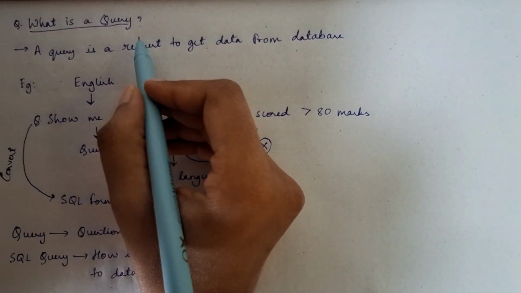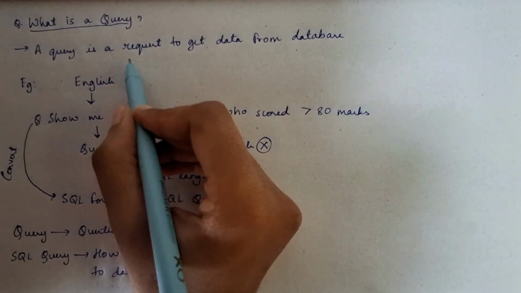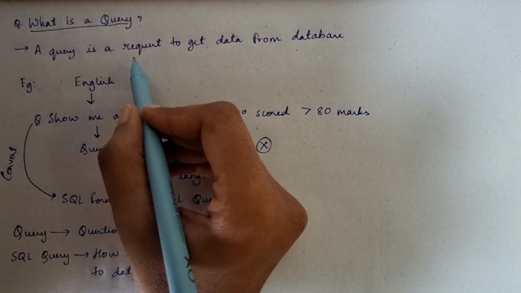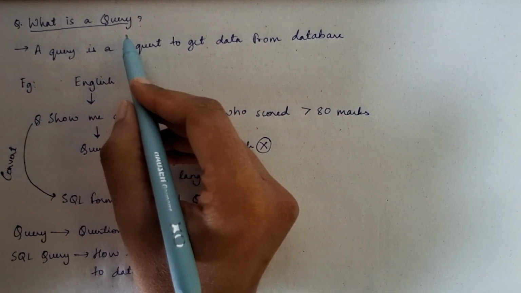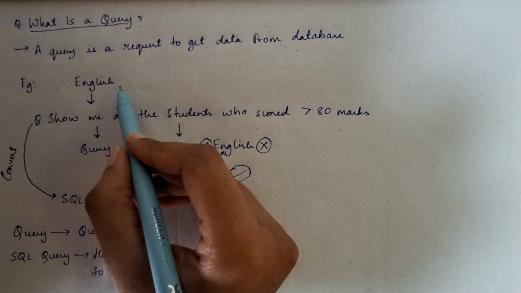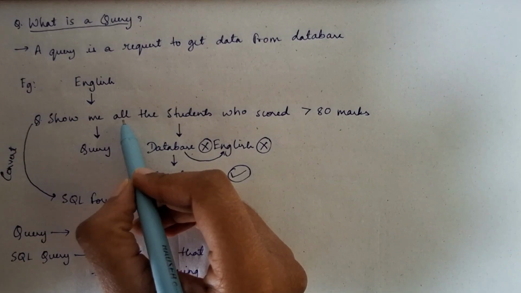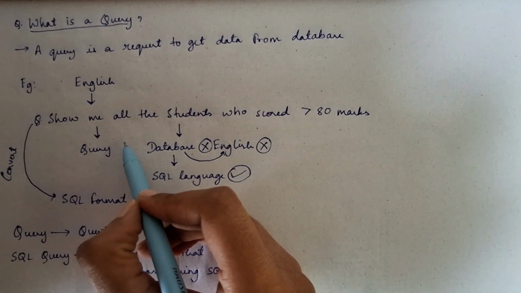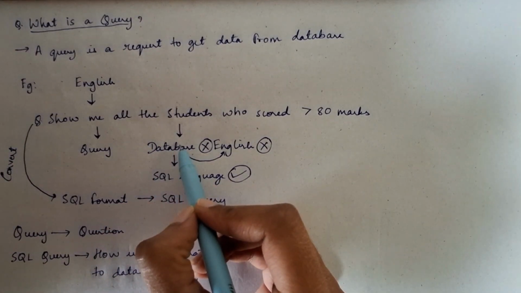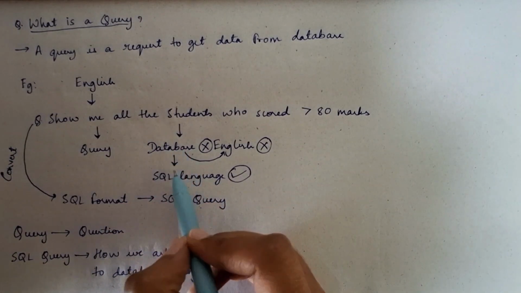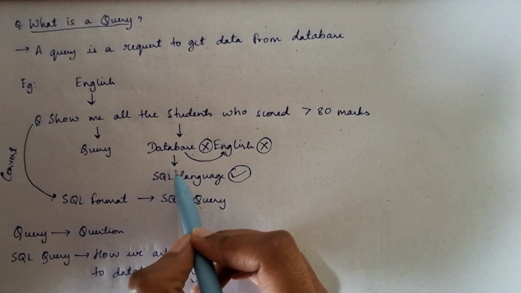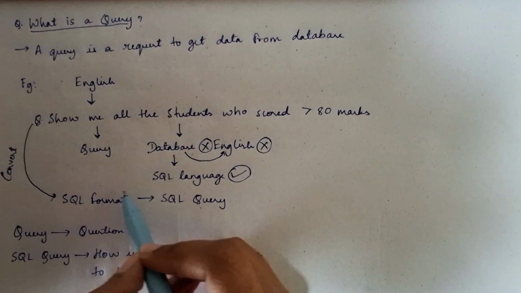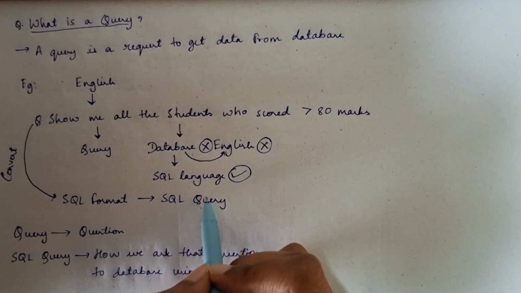First, let us understand what a query is. A query is a simple request for data. Whenever we want some information from a database, we ask it using a query. For example, if I say in English, show me all the students who scored more than 80 marks, this sentence itself is a query. But the database does not understand English. The database understands only SQL language. So we convert our question into SQL format. The SQL formatted question is called an SQL query.